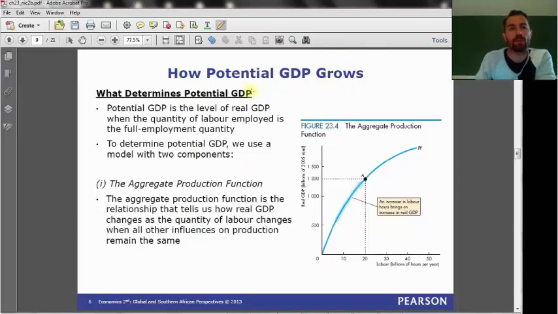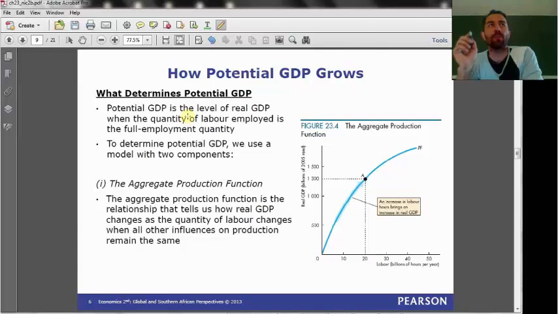So what determines potential GDP? Potential GDP is the level of real GDP when the quantity of labor employed is the full employment quantity. We did mention this once or twice previously. The definition of full employment is the level of employment where we only have frictional and structural unemployment. So there is no cyclical unemployment.